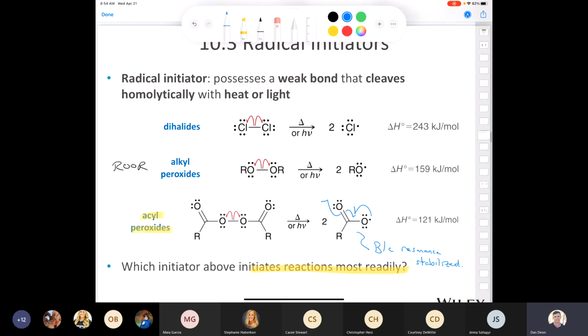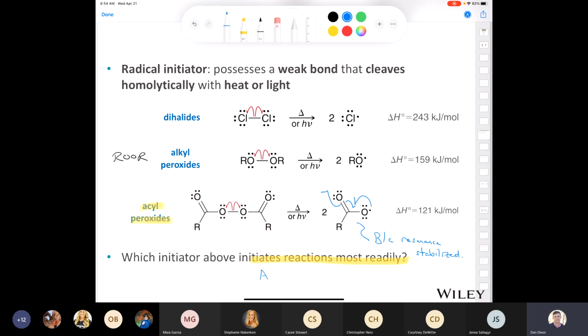So again, the answer is, which one initiates the reaction most readily? It's going to be an acyl peroxide. All right, there you go. And again, the bond dissociation energy is the lowest of all of them. So I love it when a plan comes together.